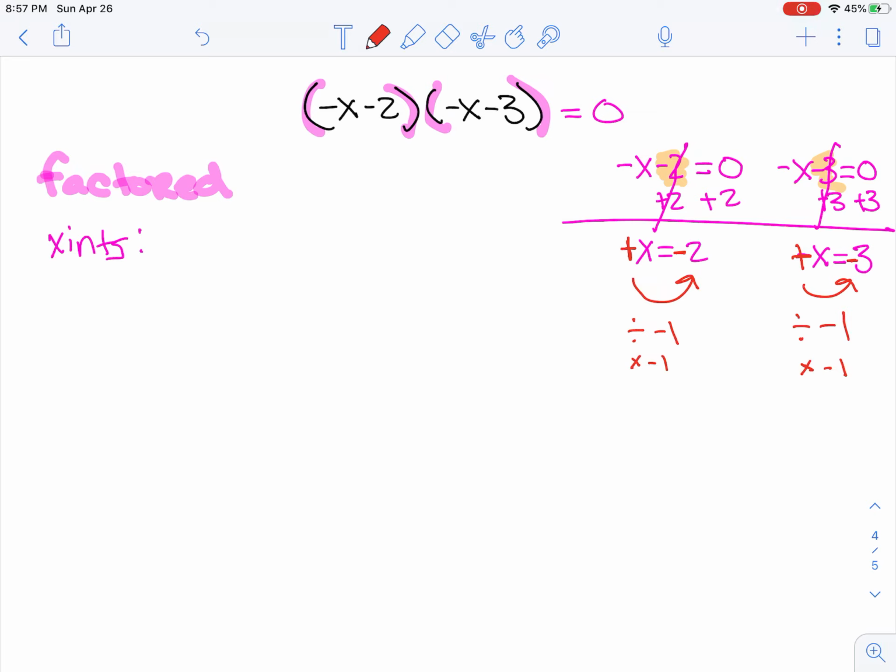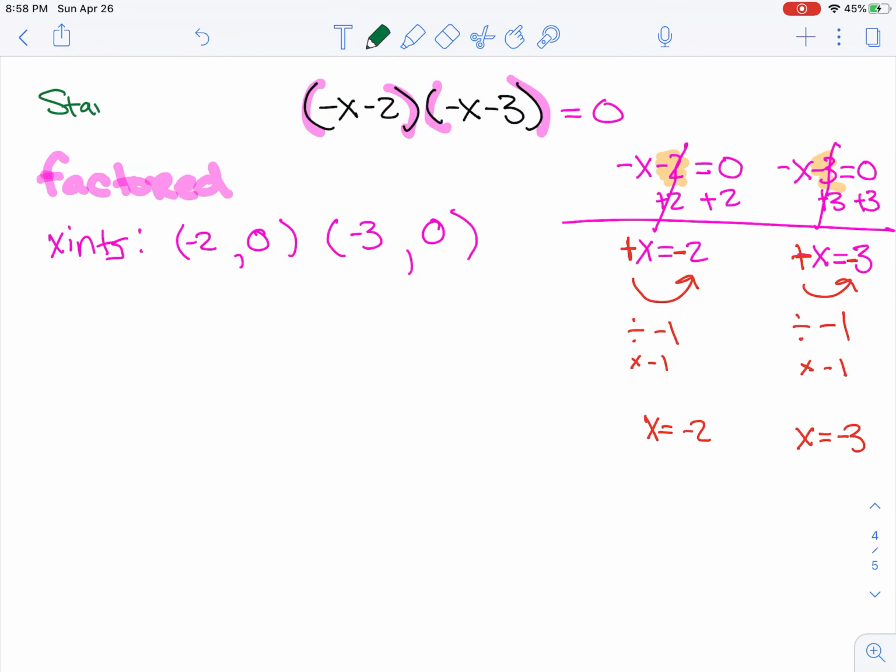Okay, so my x-intercepts are using these pieces where it says x equals -2, x equals -3. But my x-intercepts need to be in point form. Since I have two x's, I get 2 points. I get -2 and -3 paired with zeros as your y's. So that would be how we answer the Delta Math.